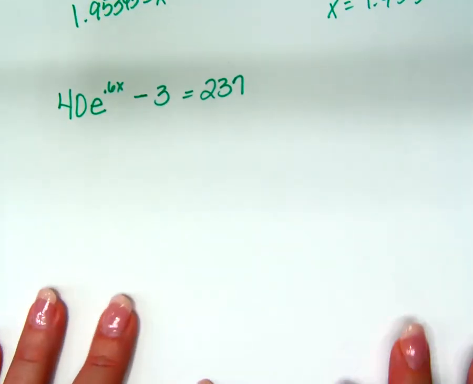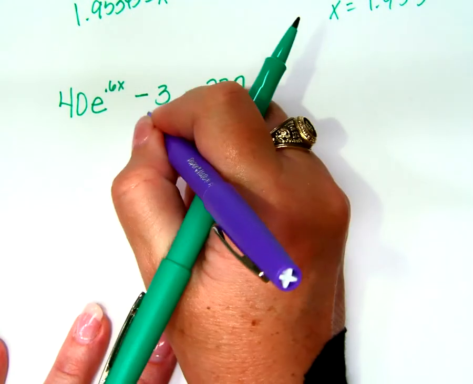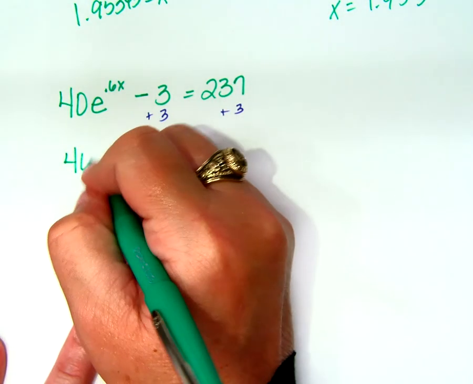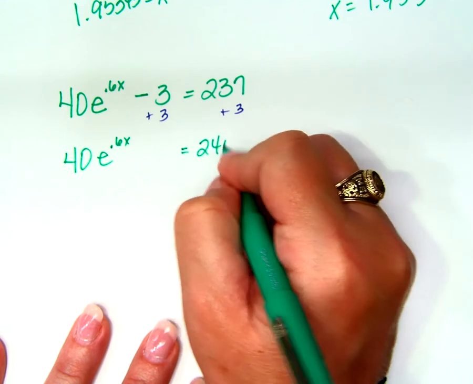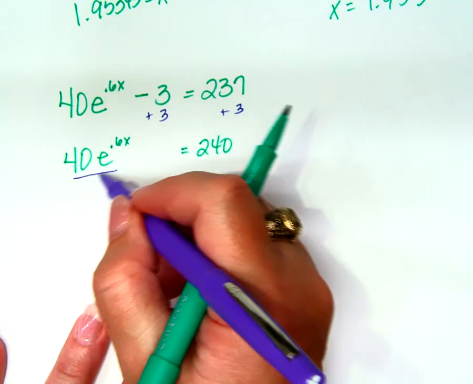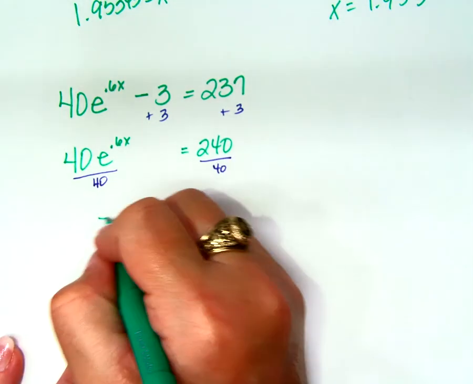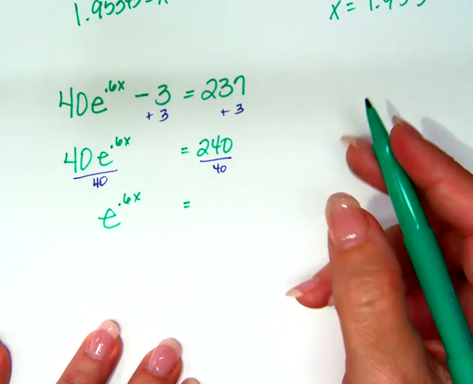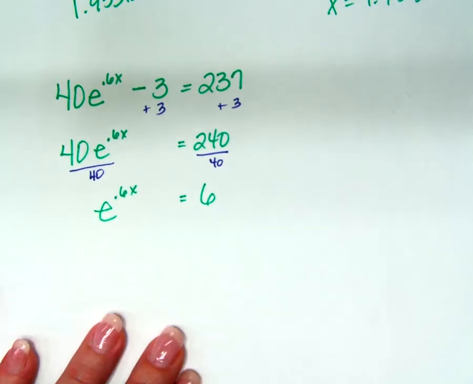So in a problem that looks like this, what do we need to do first? Add 3. 40 e to the 0.6x equals 240. What do I do next? On both sides, right? Divide by 40, 40. e to the 0.6x equals 6. Okay. How do you want to solve it from here?